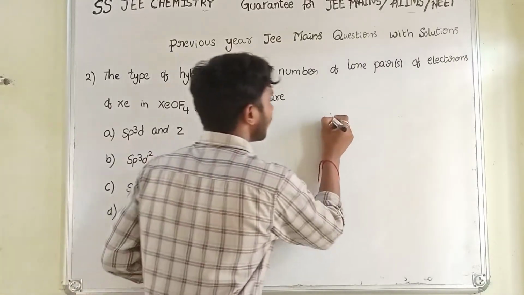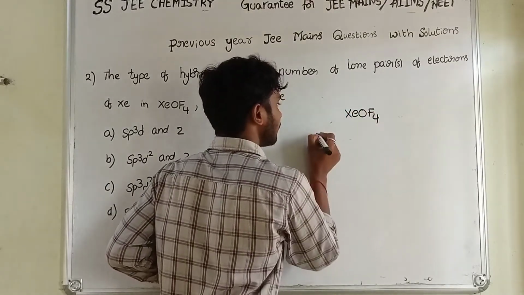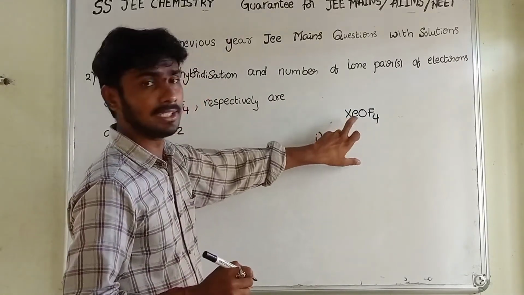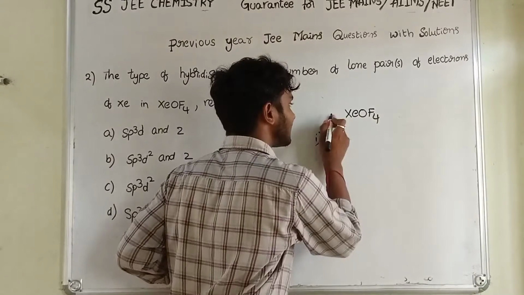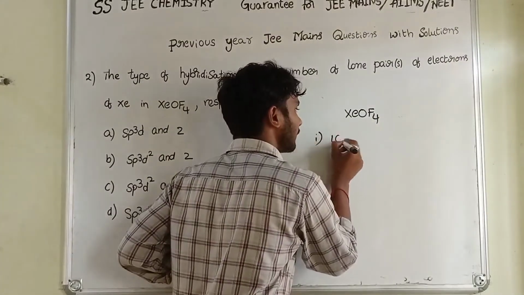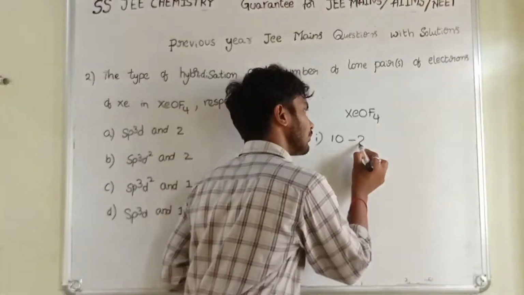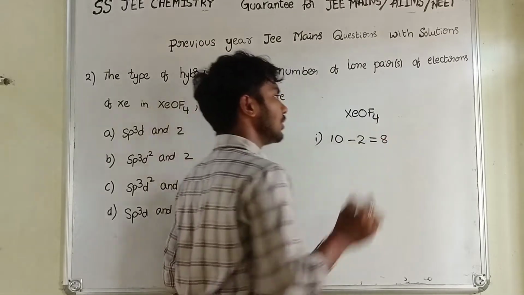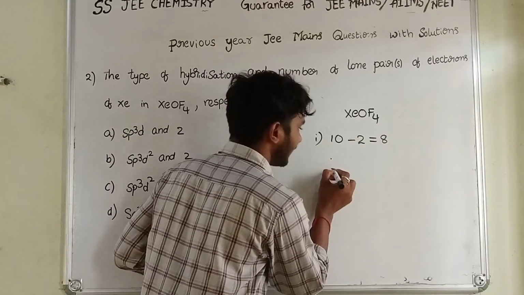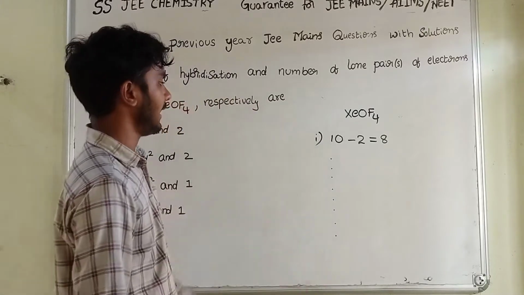Okay, now we will go. XeOF4. First step, what is step 1? We should find out the central atom. Here, what is the central atom? Xenon. Xenon is in the neon family. So we should consider the neon atom. Neon atomic number is 10. Atomic number minus 2. So 10 minus 2 equals 8. So we should take 8 dots.